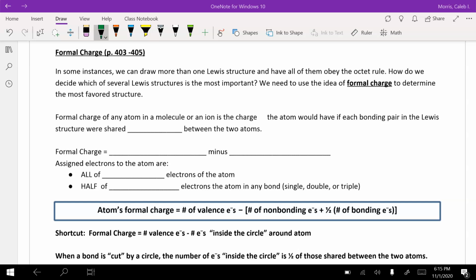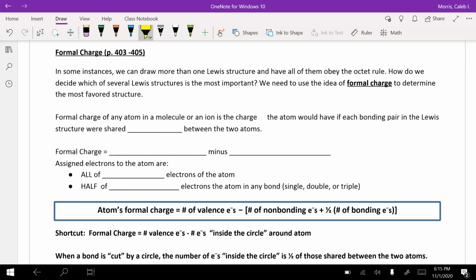Hi class, we're going to do a video now on formal charge. Formal charge is an important concept when we're trying to decide which Lewis structure we're going to use for a given Lewis structure. Because in some instances we can draw more than one Lewis structure and all of them follow the octet rule. So how do we decide which Lewis structure is the most important?